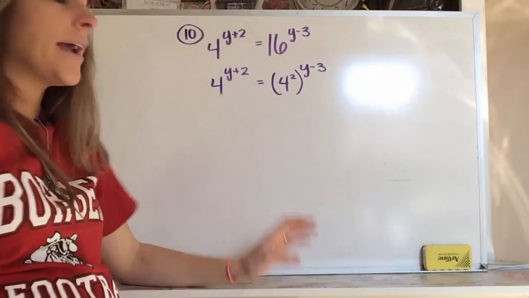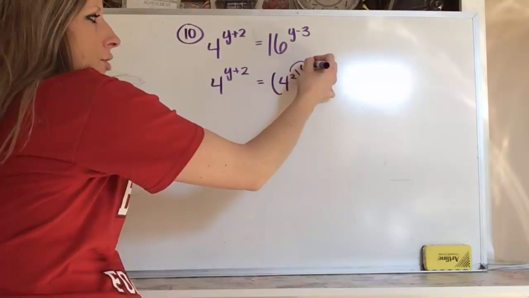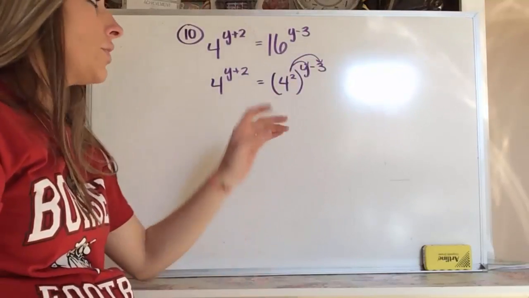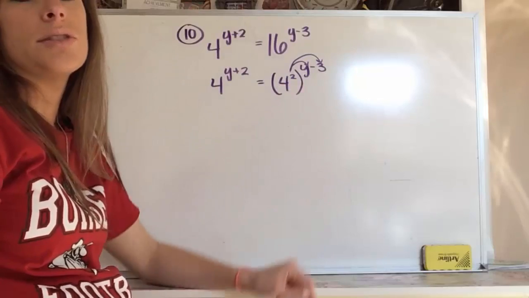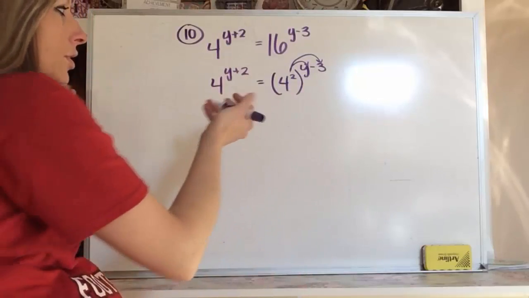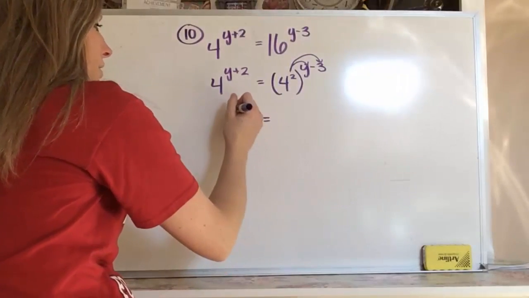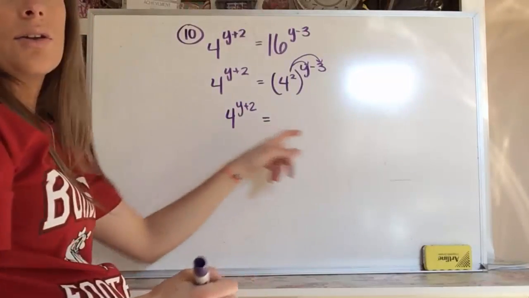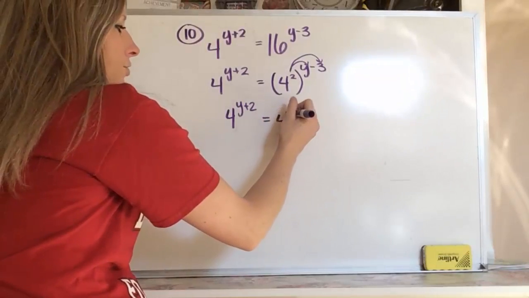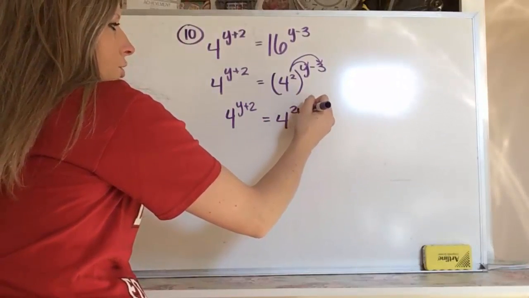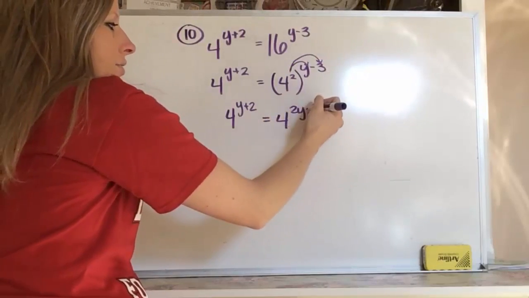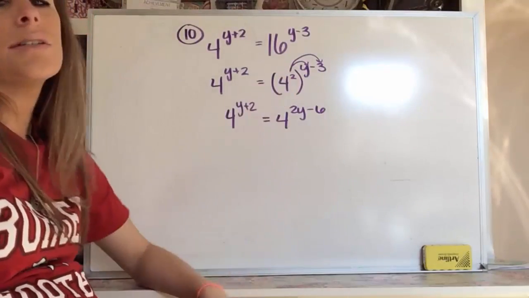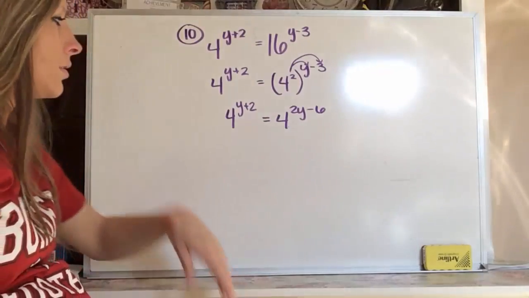So just like number 9, I'm going to distribute that 2 to each term in that exponent. Because if you have a power to a power, you multiply. So distribute and multiply. So we have 4 to the y plus 2 on the left. And on the right side, we're going to have 4 to the 2y, and then 2 times negative 3 is negative 6. Don't forget to distribute to each term.